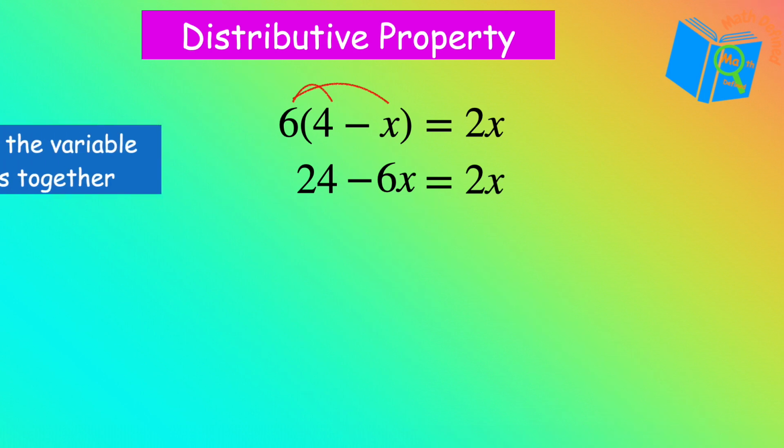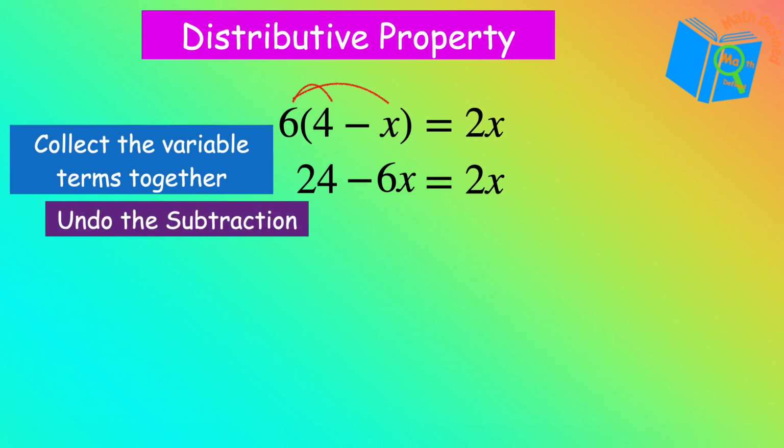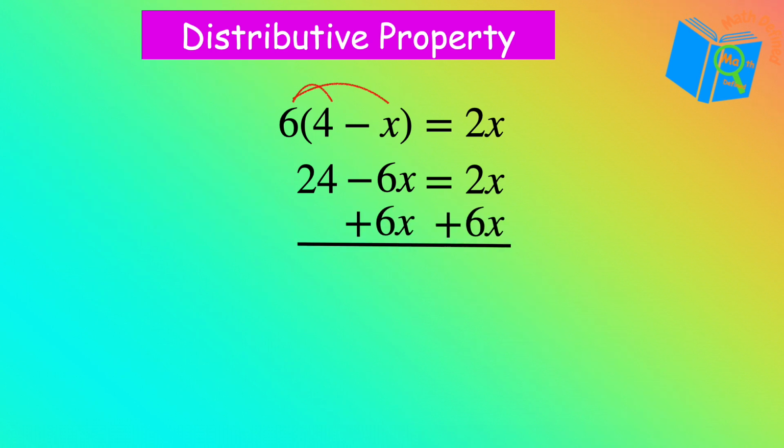Next, we need to collect the variable terms together on one side of the equation. To do this, I will undo the subtraction of minus 6x and add 6x to both sides of the equation. On the left side, the negative 6x and positive 6x will cancel each other out, leaving this term of positive 24. And positive 2x plus positive 6x is positive 8x.